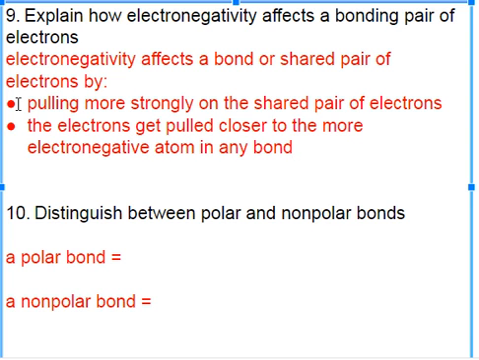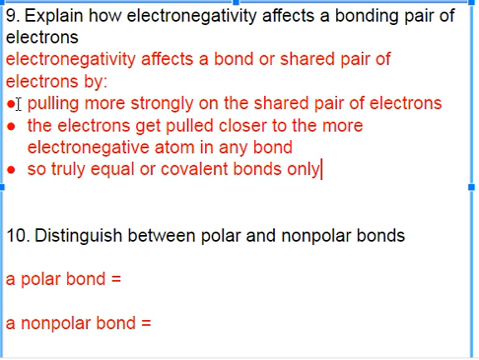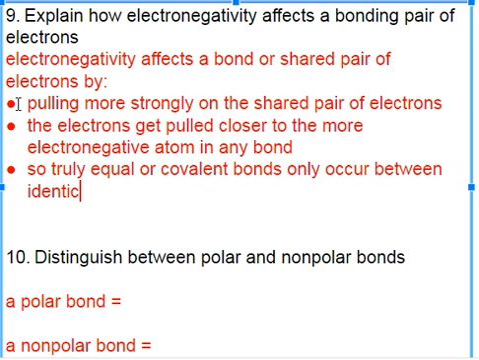So if you look at the electronegativity chart, there are no two atoms with the exact same electronegativity. There's a lot of them with very close. It might only be 0.01 difference. But the only way you'd have truly equal sharing would be between the same bond. So truly equal or covalent bonds only occur between identical or same atoms.